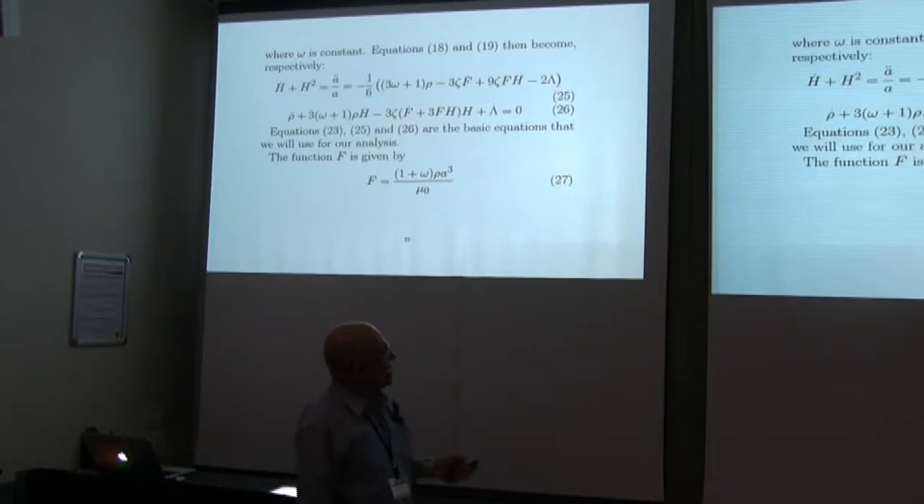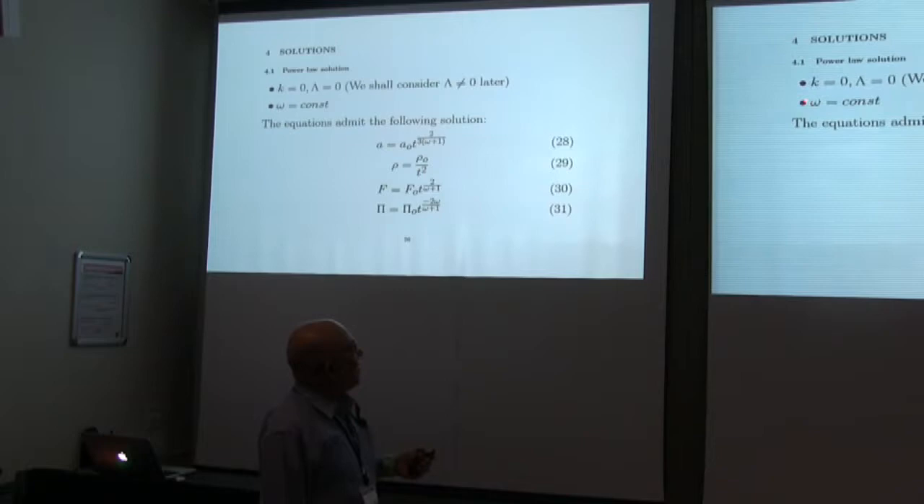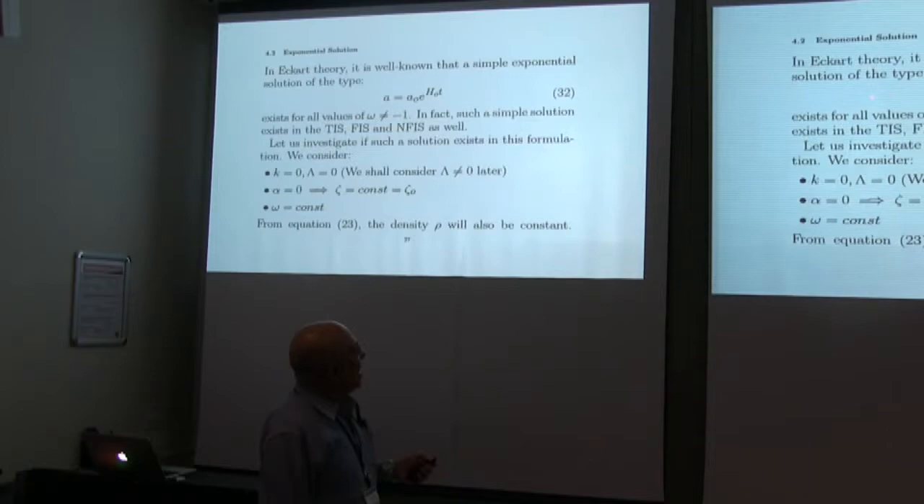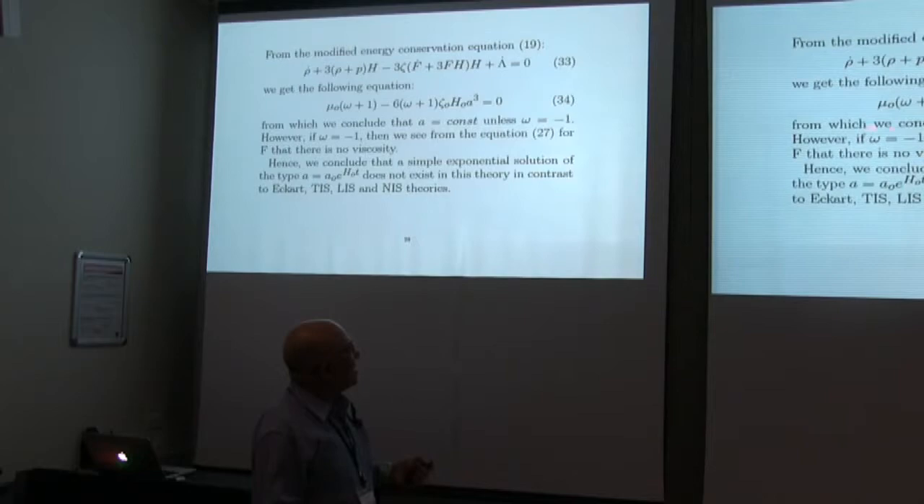So I'll just list a few solutions. Firstly, a power law solution with k equal to 0, lambda equal to 0, and omega equal to a constant. That's that solution. Now, in Eckart theory, as well as in the other theories that I mentioned, you get a simple exponential solution of this type here. But if one looks at whether similar solutions exist in this theory, what one finds is that you don't actually find a solution, because in that case the viscosity is zero.